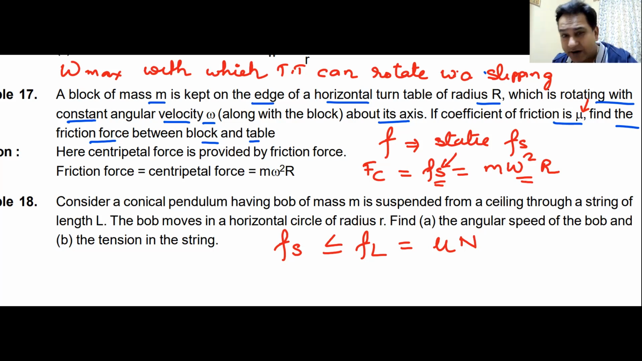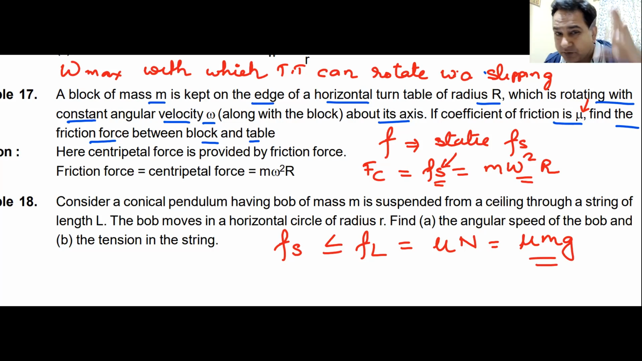Now how will I get the value of N? I will get it from the vertical axis: N upwards, mg downwards. So this N will be equal to mg. Am I clear with everyone that this N will be equal to mg? Can I have some raised hands that we understand this? Well done. So your maximum value of friction would be equal to mu into mg. Friction cannot become more than this.